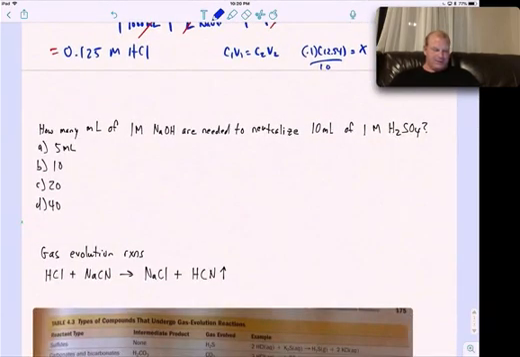So let's see here. How many milliliters of 1 molar sodium hydroxide solution are needed to neutralize 10 milliliters of 1 molar sulfuric acid? This is kind of a trick question because you think, oh, if it's the same concentration, I need the same volume. The problem is the sulfuric acid is diprotic. You need twice as much, so the answer here is actually 20.